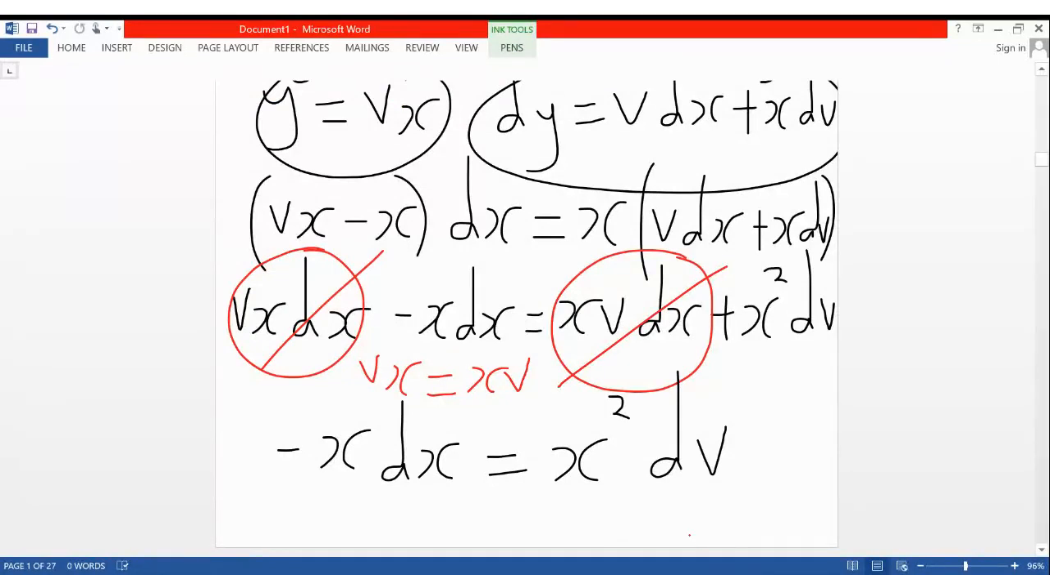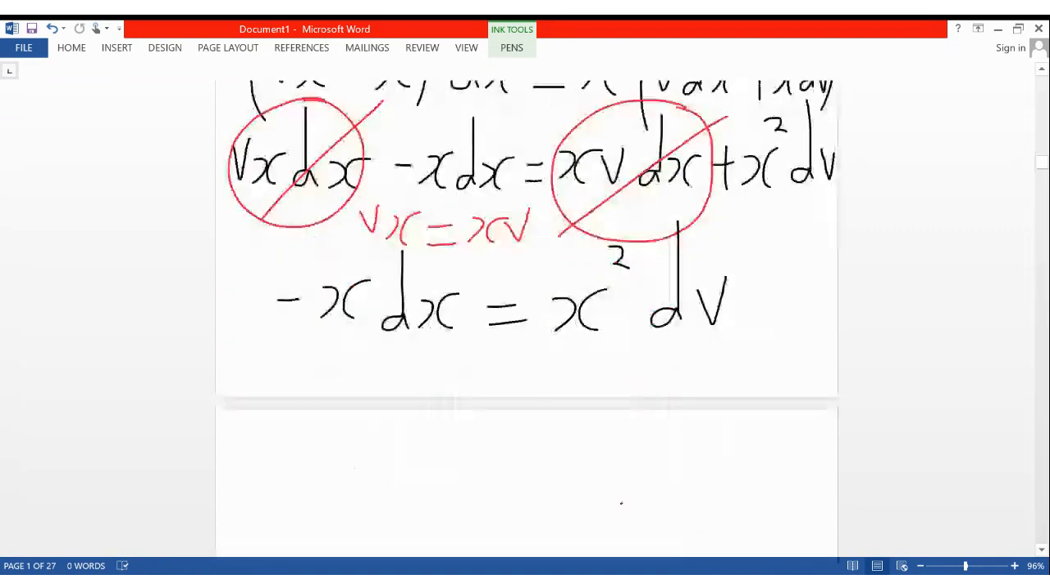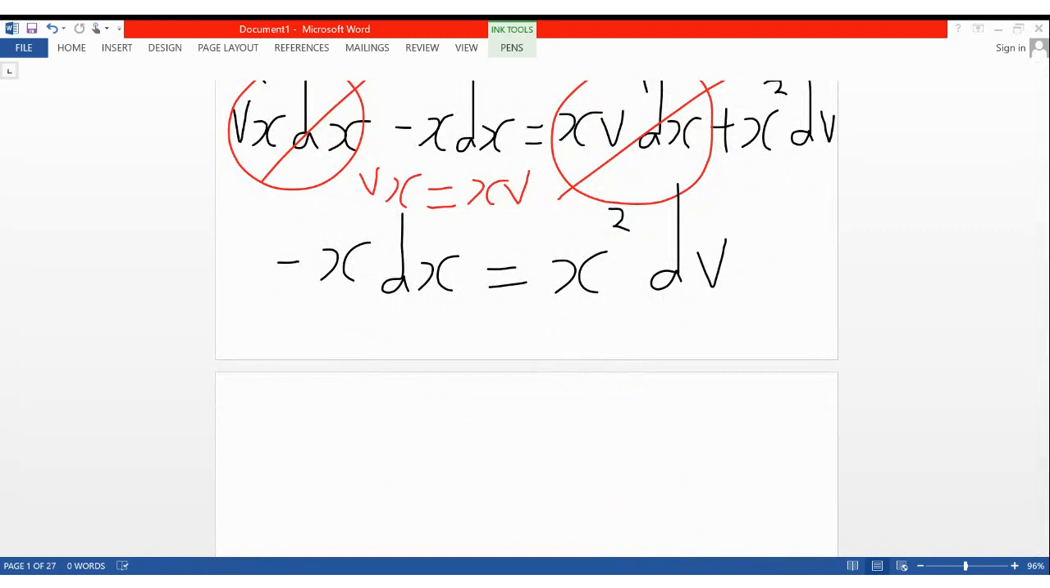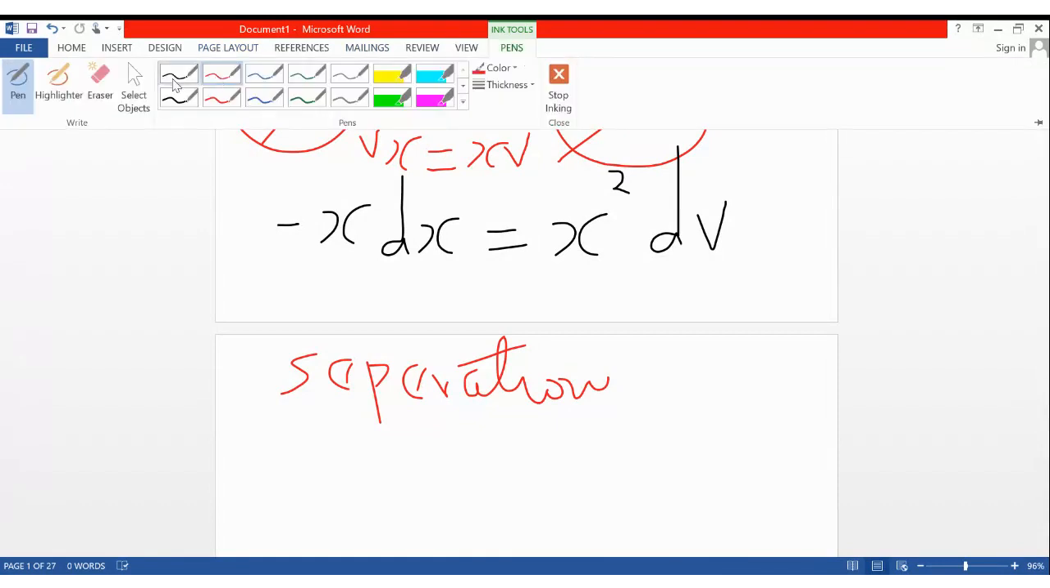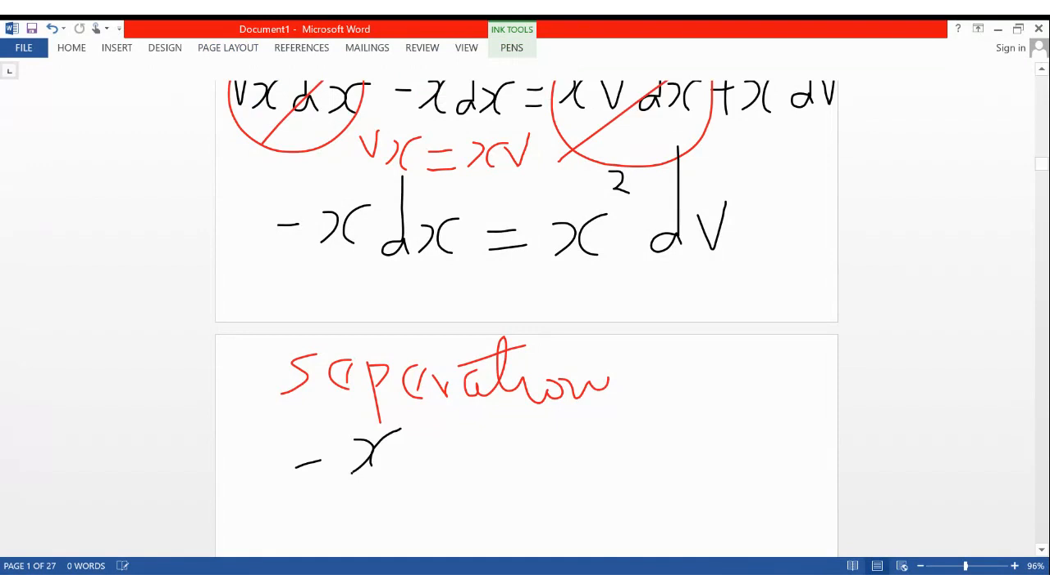So from there now we do separation of variables. The problem we have is x squared with the dv, so we can't integrate the x squared with the dv. The x squared has to go on the side of what? Of dx. So we do a separation of variables. We did this one last week. When you do the separation, that x squared has to go to the other side. So this is what we shall get: negative x over x squared dx is equal to dv.